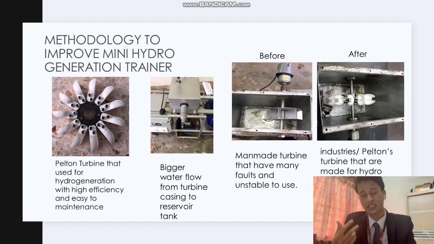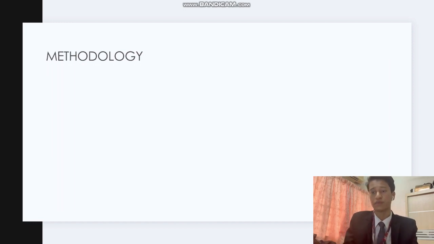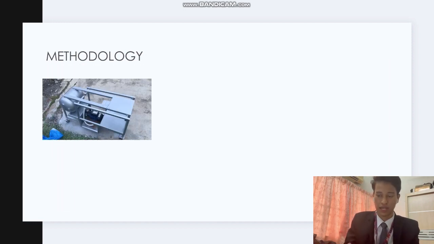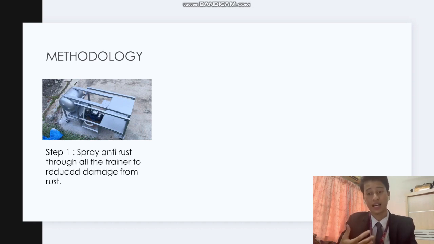These are industrial or Pelton turbines that are made for hydro turbine generation, which are more consistent and reliable. These are the steps that I'm going to talk about in this slide. Step 1, I start off with spraying anti-rust on all the surfaces of the trainer to reduce damage from rust.